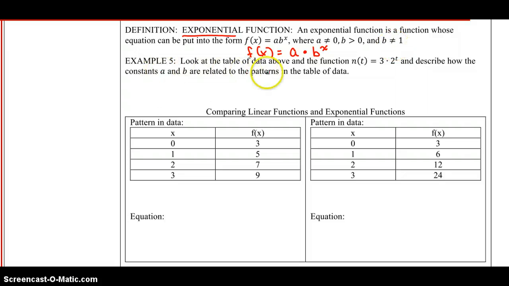Okay, so if we look at the table of data above, and the function n of t equals 3 times 2 to the t, describe how these constants a and b are related to the patterns in the table of data.